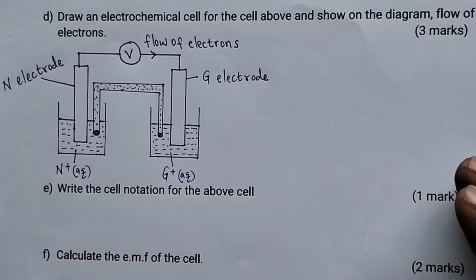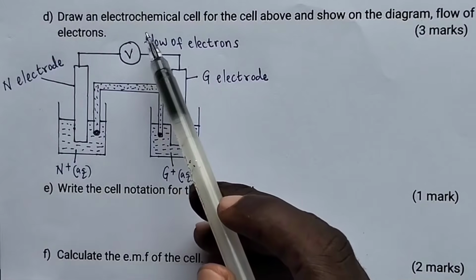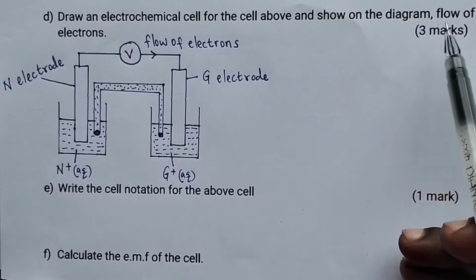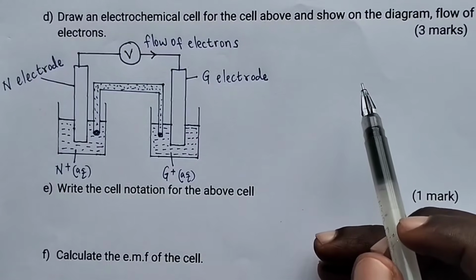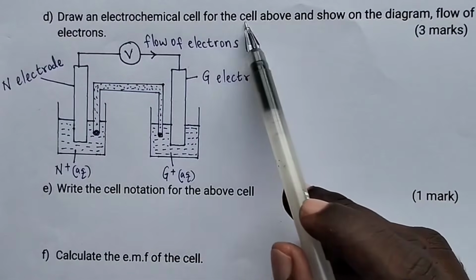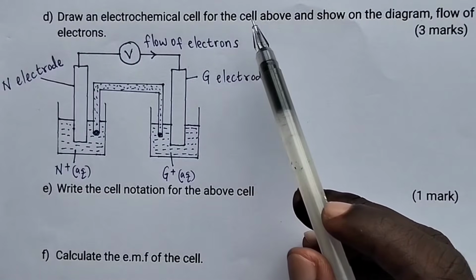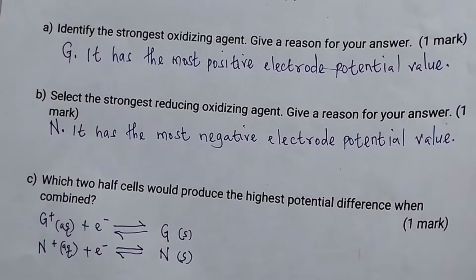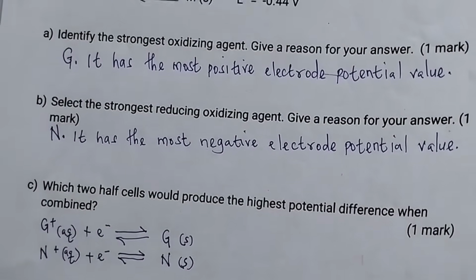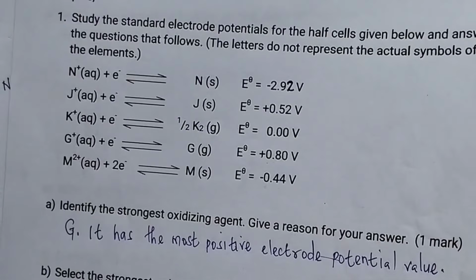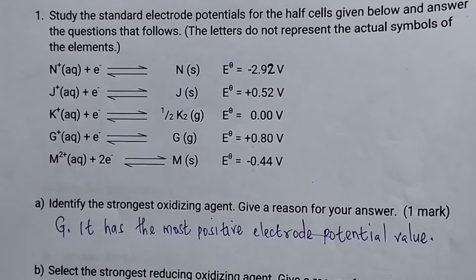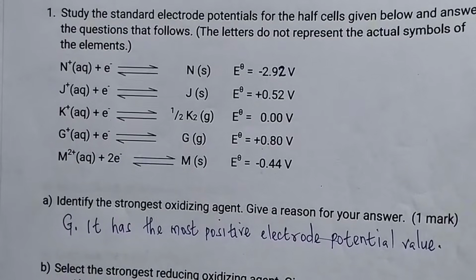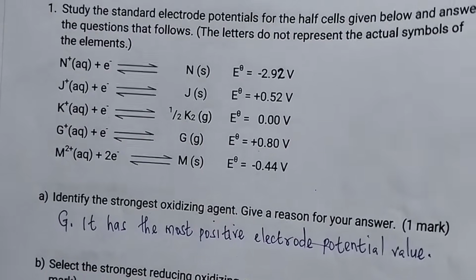In part D of the question, we are told to draw an electrochemical cell for the cell above and show the flow of electrons on the diagram. First, let us check the half cells we have selected: G and N. From the half ionic equations given, N was the reducing agent because it is the most negative, and G is the oxidizing agent because it is the most positive.